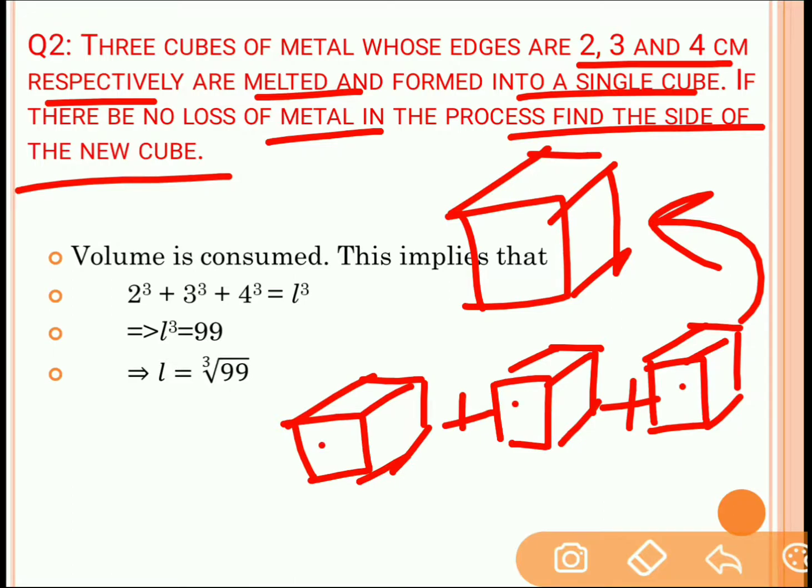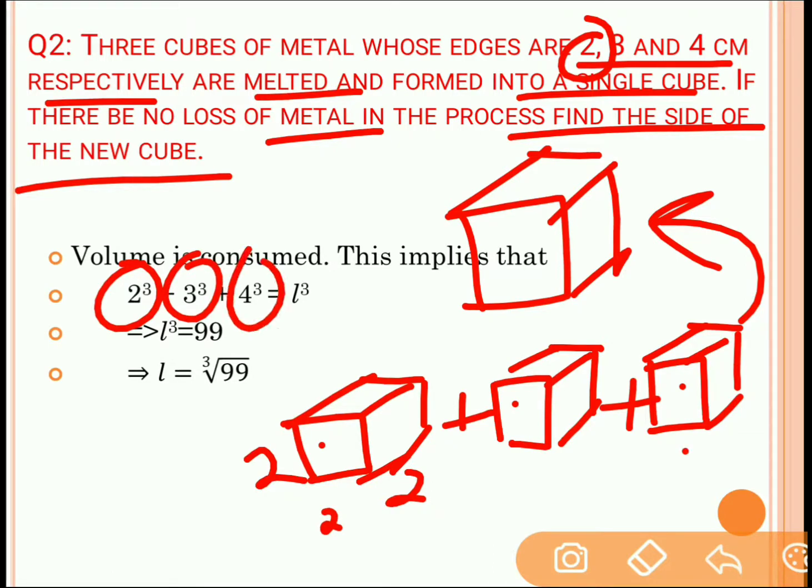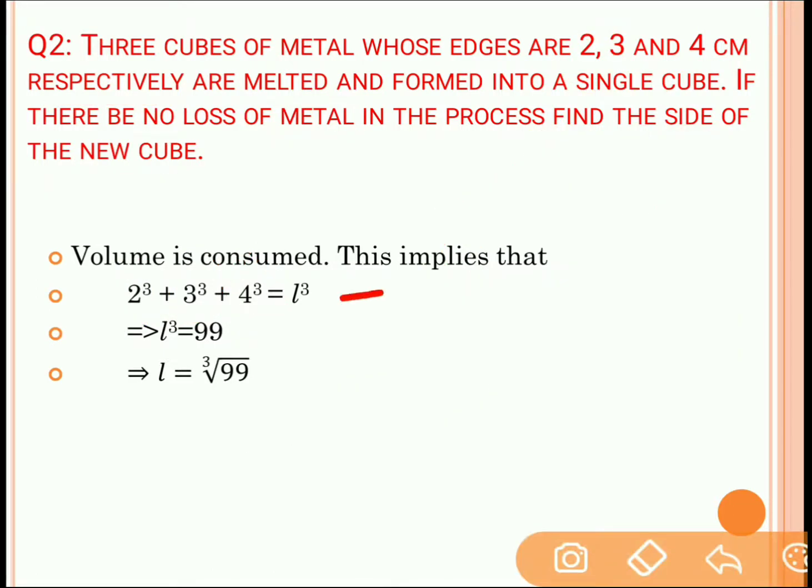So volume for the first cube having edge length 2 is 2 cube. For the second cube it is 3 cube, and for the third cube it is 4 cube. So the total volume will be what? 2 cube plus 3 cube plus 4 cube, and that is equal to the volume of this new cube which is formed by combining 3 cubes. So 2 cube plus 3 cube plus 4 cube is equal to L cube. So L cube is equal to 99 and L will be equal to cube root of 99.